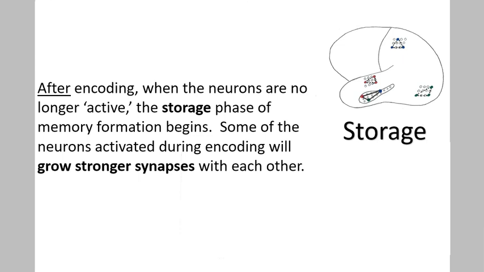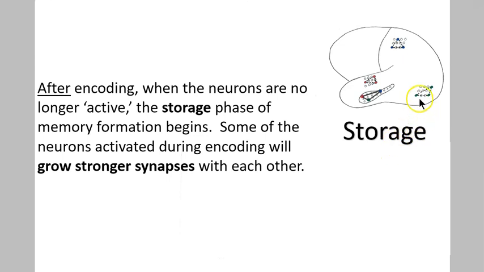So that gets us to the next stage, the storage stage. After encoding, when the neurons are no longer active, the storage phase of memory formation begins. Some of the neurons activated during encoding will grow stronger synapses with each other. So back to our brain up here, the storage happens in both the cortex and the hippocampus. So a subset of neurons that were activated by the learning event are now going to grow stronger synapses with each other, both in the cortex and in the hippocampus.